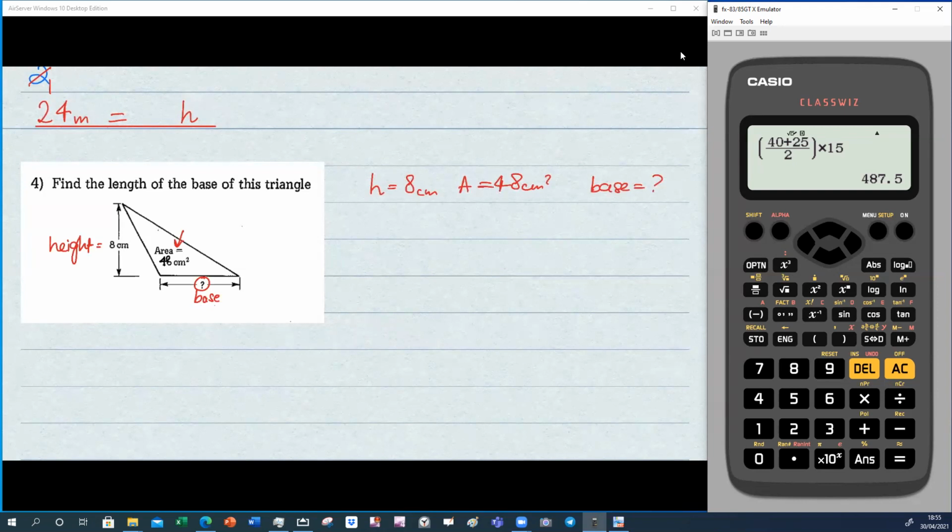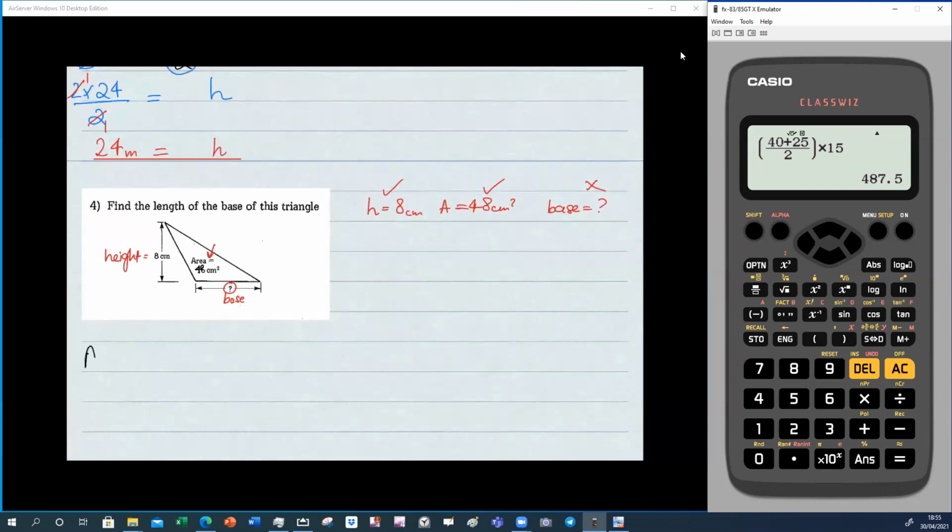Lovely. Now, we've got the diagram. We labeled up the diagram. We know exactly what we have, yes? So what do we do now? How do you start the question? We do 48 equals the base times our height divided by 2.